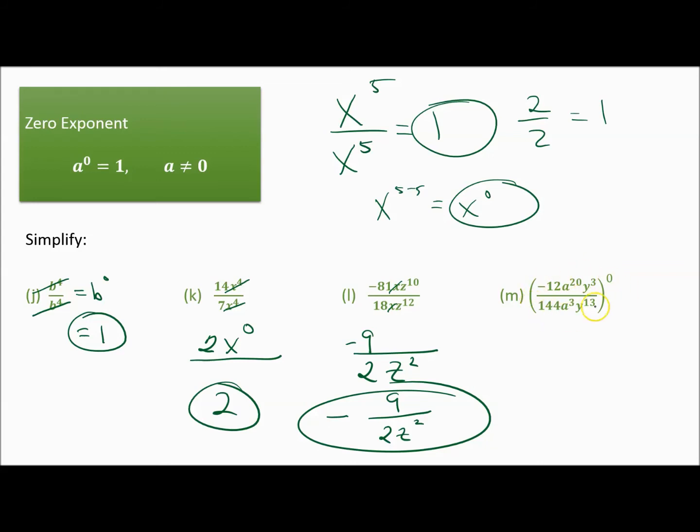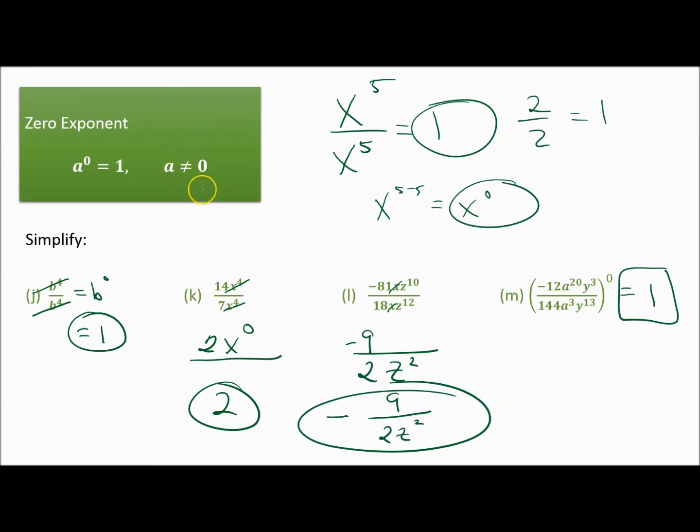Notice that entire thing is raised to the 0 power. So we could work on simplifying inside here, but since all of that is raised to the 0, that is just equal to 1. No matter if we simplify the inside of those parentheses or not, that is equal to 1 because the whole thing is to the 0 power.